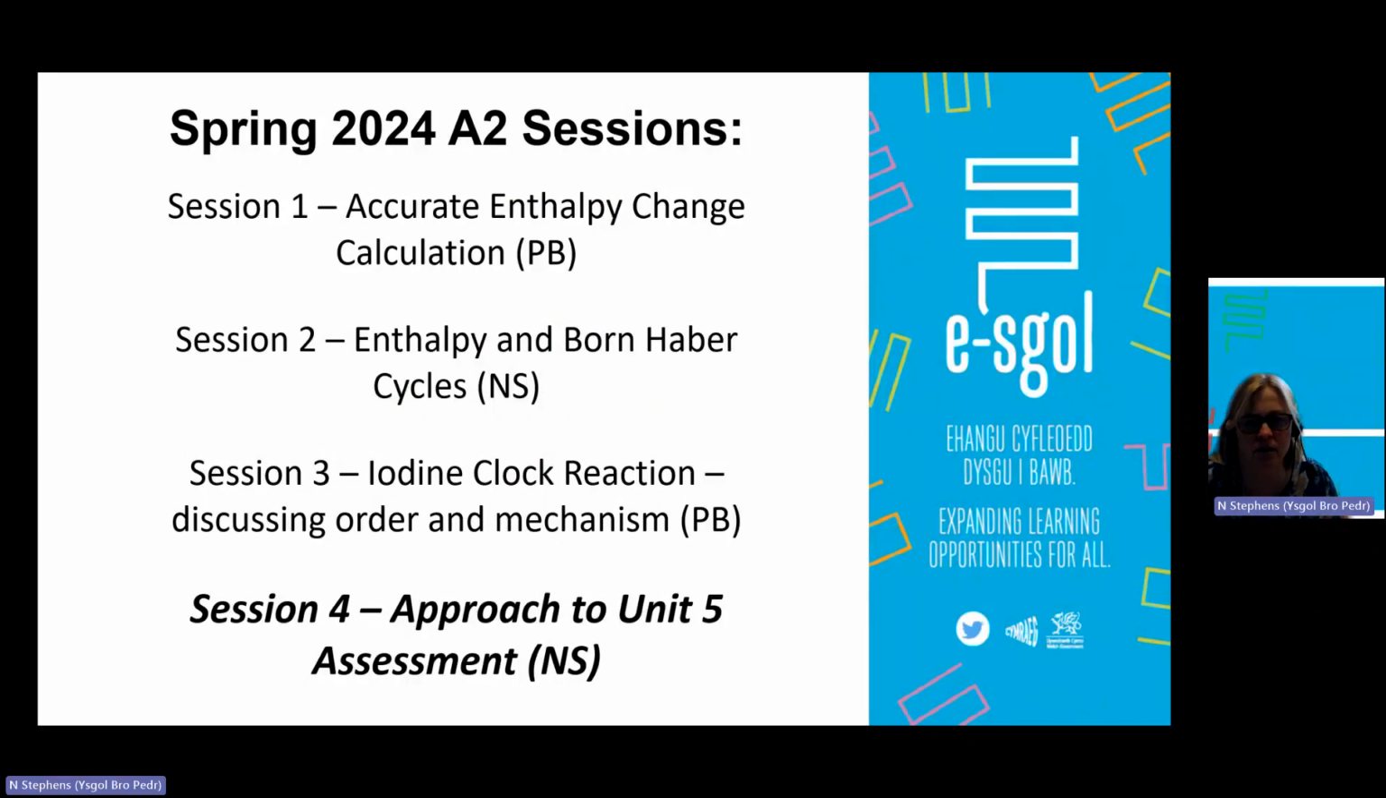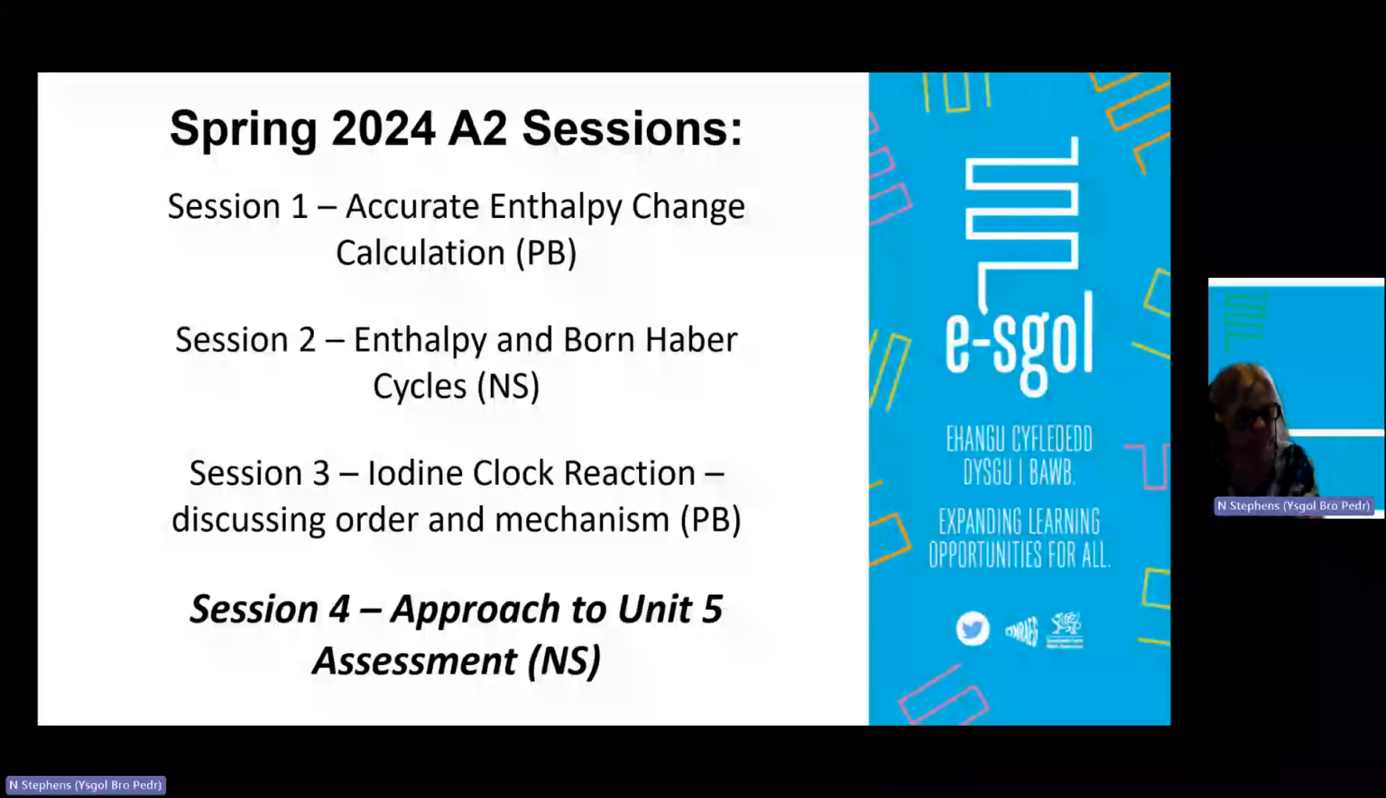You can see there the titles of the three previous sessions, which you may well have already tuned in for. But if not, it is well worth possibly going back and looking at those three sessions. As outlined there, my session today will outline an approach to the Unit 5 assessment, all of which you will face this summer.